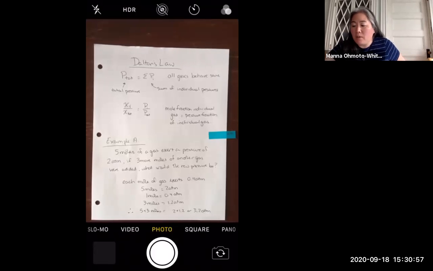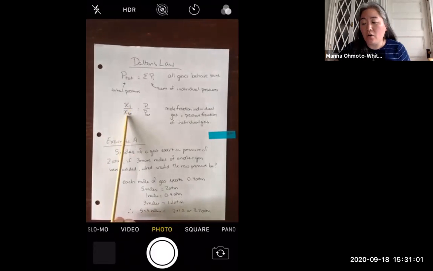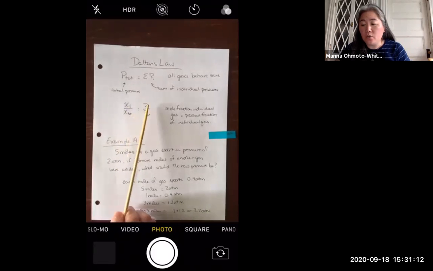So I can say my mole fraction, which I can write as n1 or this chi, the individual mole fraction, the amount of moles that I have of an individual gas over the total number of moles, is equal to the partial pressure of that one gas over the total pressure.